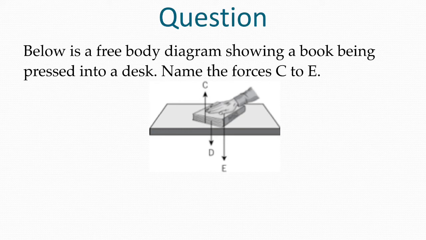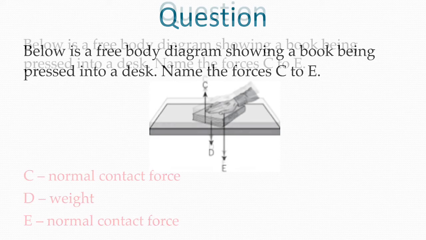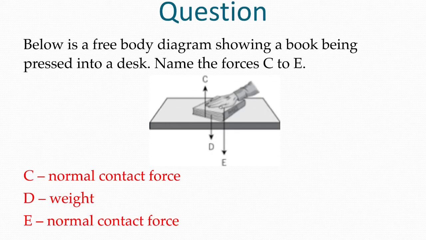Here we have a book being pressed downwards into a desk. See if you can name forces C, D and E in your book. Pause the video while you do that. So force C would be the normal contact force or reaction force. Force D would be the weight of the book, and force E would be the normal contact force.